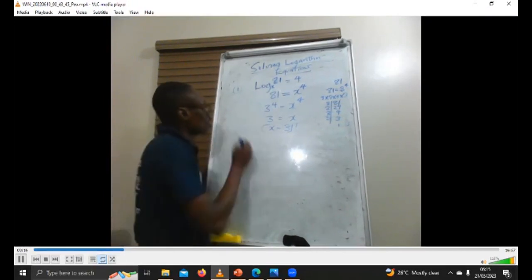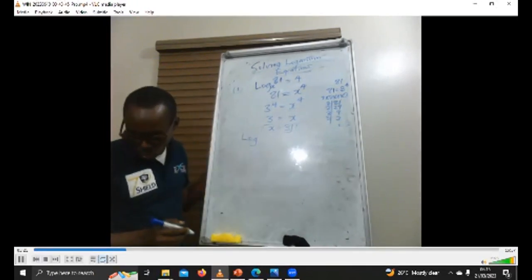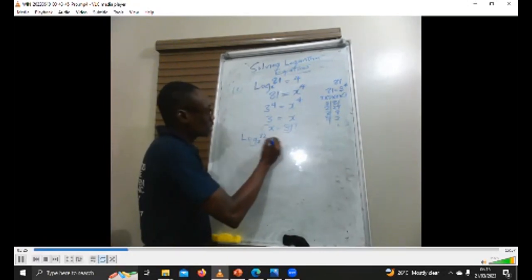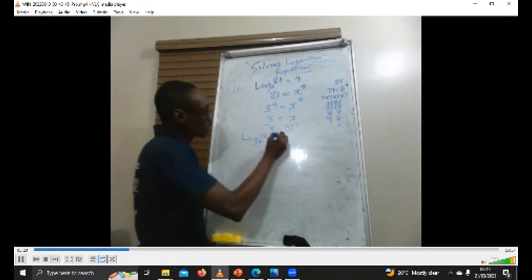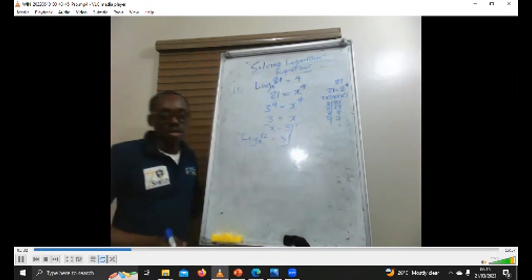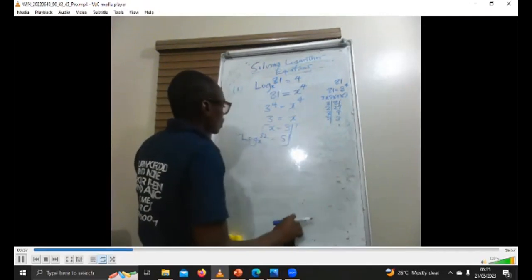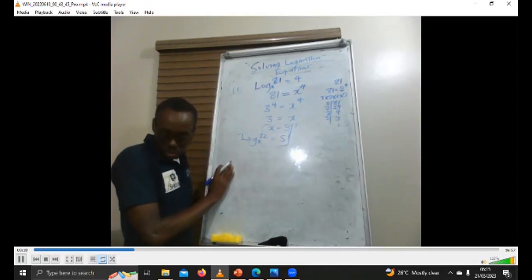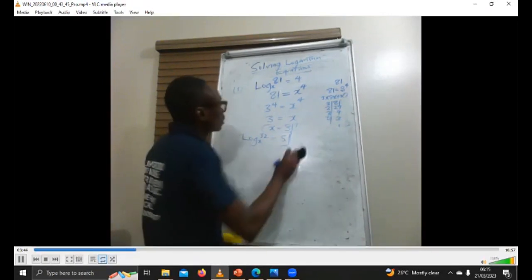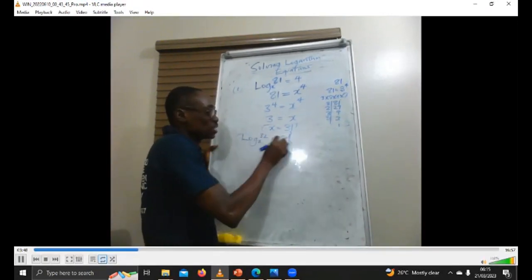Okay, so try your hands on this one. If log 32 to base x is equal to 5, just try your hands on this. I'll solve the second one. Let me rub this off. So I said you should try your hands on this one: log 32 to base x equals 5.